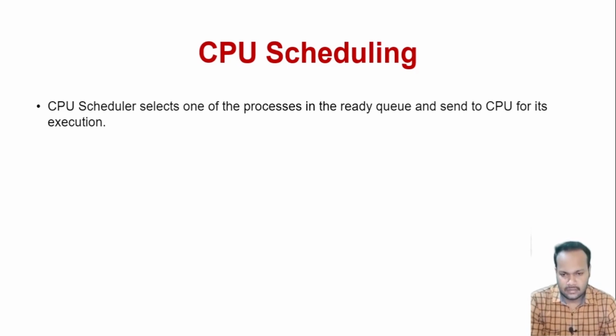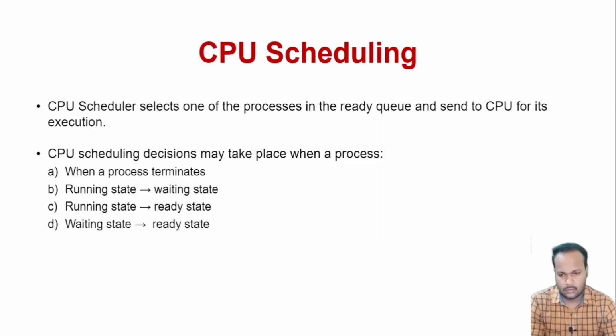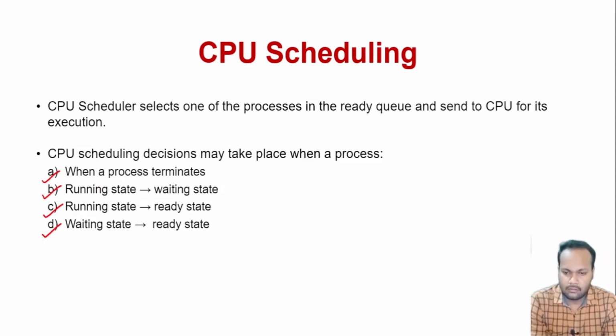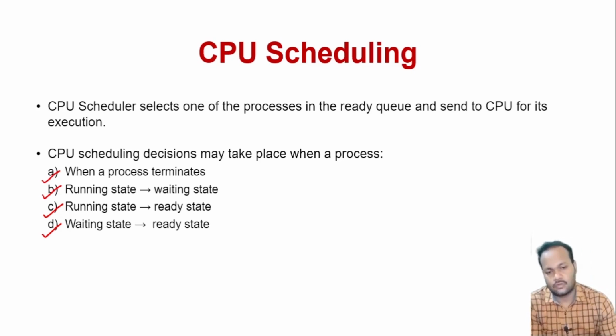There are different reasons for which CPU scheduling might take place. So let us see what those are. These are the four reasons: when a process terminates, or when a process jumps from running state to waiting state, or running state to ready state, or waiting state to ready state. Let us see it with the help of the process state diagram. If we see the process state diagram, it will look like this.